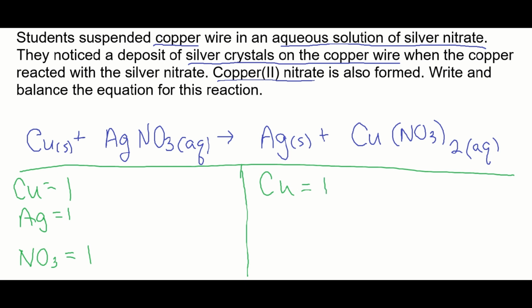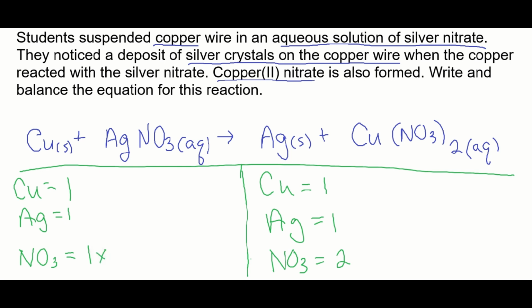There's one copper, there's 1 silver, and there's 2 nitrates. That subscript tells you there's 2 nitrates because it's outside the parentheses. Right? It doesn't apply to copper because copper has its own subscript of 1. So now I'm looking at my work and I can see the nitrate is the problem. It's violating the law of conservation of mass.